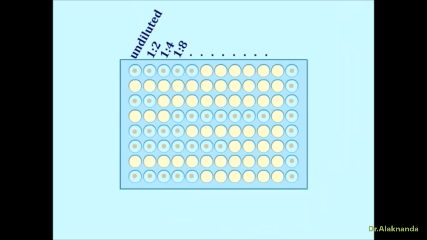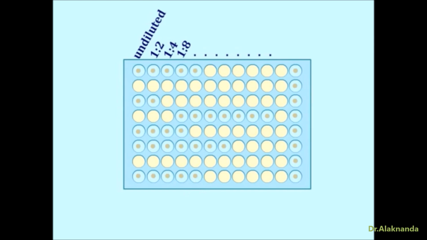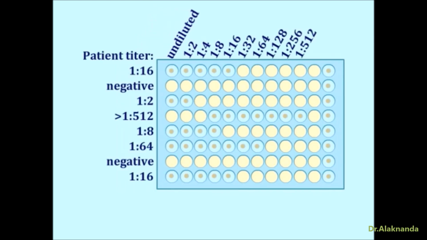So you will see the button at the bottom of any well that has enough specific antibody in it to precipitate the beads. But when the antibody is diluted out, the button no longer appears. The patient's antibody titer is the last dilution of serum that produces a button.